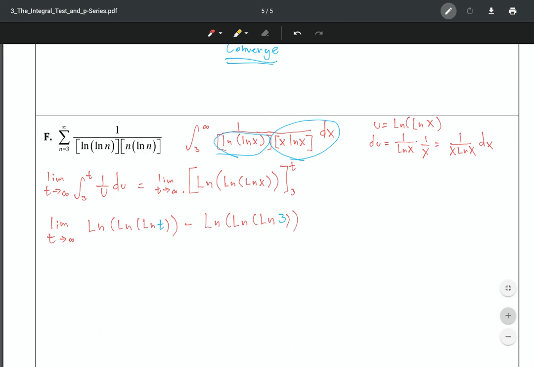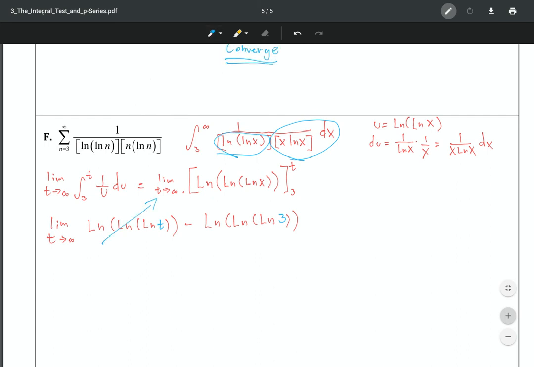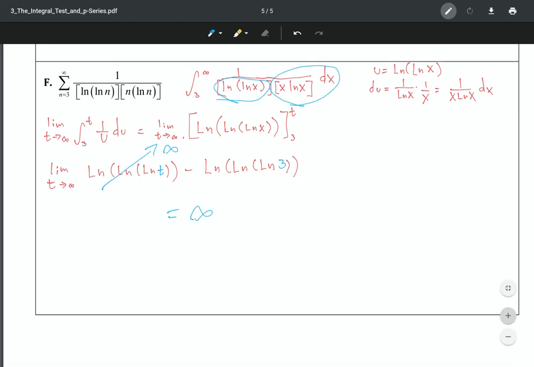Okay. So long story short, if I were to plug in an infinity, that makes this infinity no matter what I do. So therefore, the natural log of the natural log of infinity minus the natural log of the natural log of the natural log of 3 is still going to be infinity. So therefore, because the integral diverged, the sum is also going to be diverging.